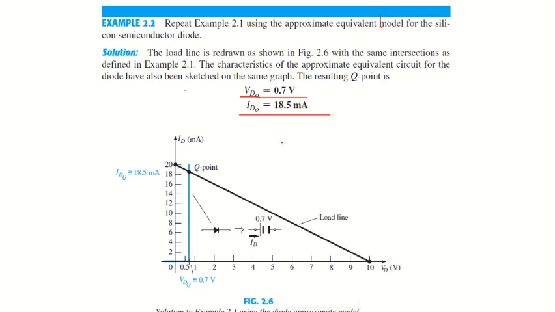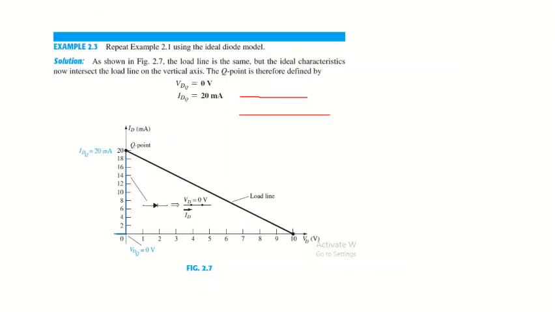So VDQ is equal to 0.7 volt and IDQ is equal to 18.5 milliampere, and the results are somehow the same as in the previous example. Now in example 2.3 we repeat example 2.1 using the ideal diode. In case of an ideal diode, at 0 volt it will allow the maximum current to flow through it. So here is the characteristic of the ideal diode. We connected the two points, and this load line intersects the characteristic line at 20 milliampere. So VDQ is equal to 0 volt, whereas IDQ is equal to 20 milliampere.